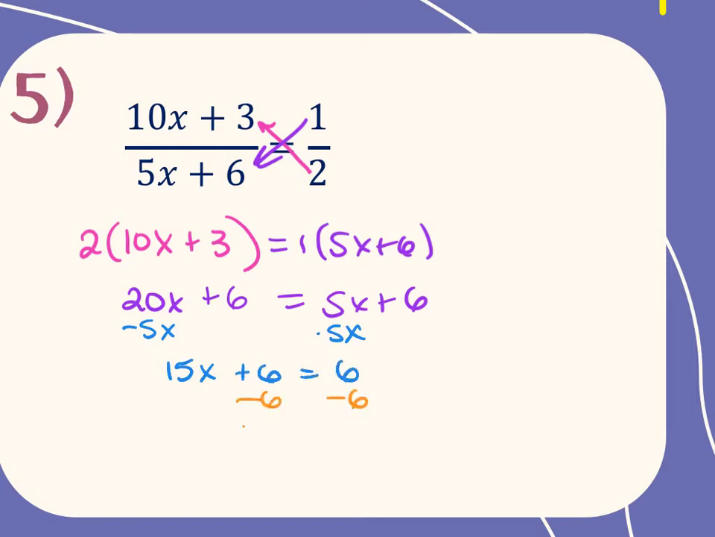Subtract the 6. Divide by 15. 0 divided by anything is 0. Wait, can you go over that one?